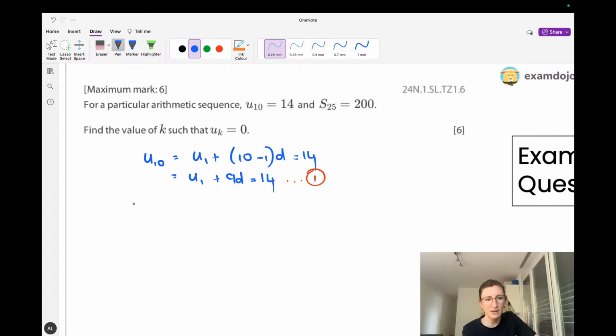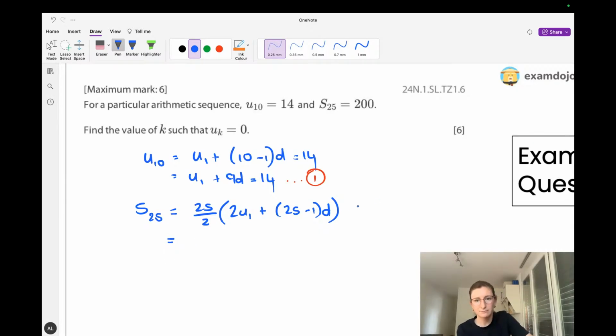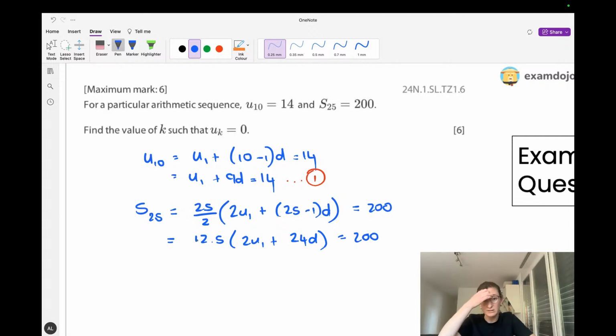S of 25, the sum of 25, is n over 2, so that's 25 over 2, times 2u1, we don't know, plus 25 minus 1, d. We're just substituting and seeing where we're going. We don't know d. And simplify. So that gives us 200 equals 12.5 times 2u1 plus 24d.